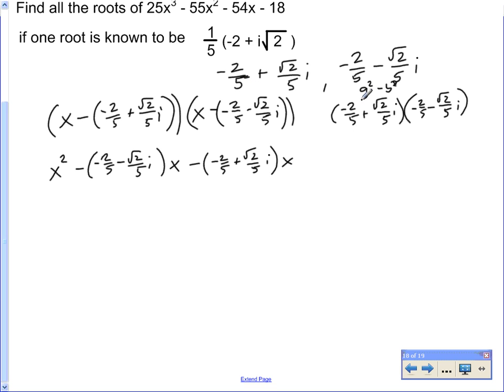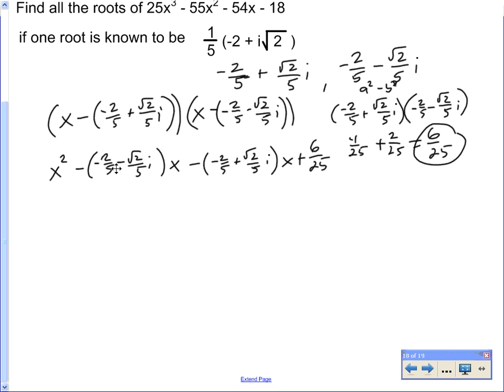Negative 2/5 squared is 4/25. This thing squared, I'm going to have square root of 2 squared, which is 2, and 5 squared is 25 on the bottom. i squared is negative 1, which will turn this positive. So really I'm getting 6/25. If you did it out the long way, you would get this same thing. It's negative times negative here, so I should get positive. You should always have positive here.